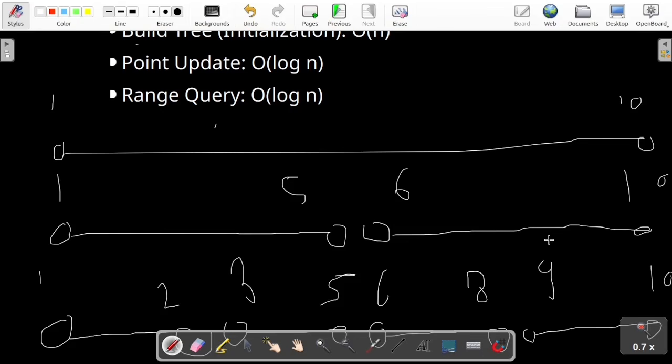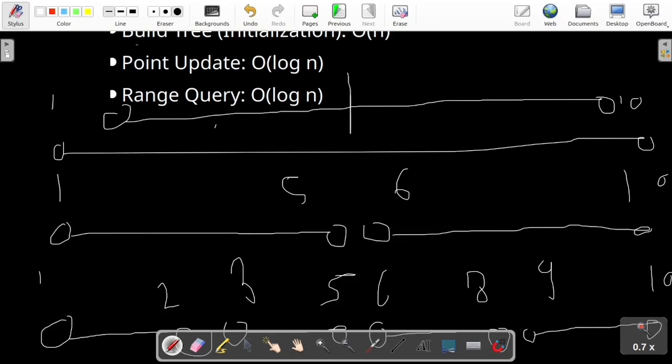The reason is very simple. Just observe what I'm doing here and tell me one thing. Let's say your array size is 10 and we have a pretty large query. Let's say this is your query range. What you will do is simply divide from the middle.